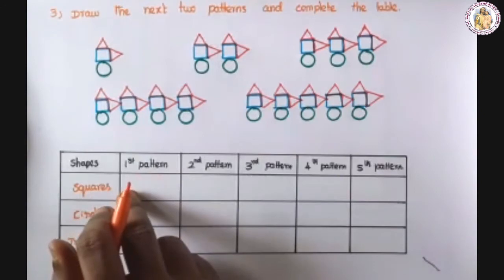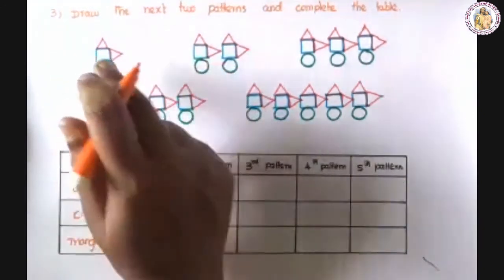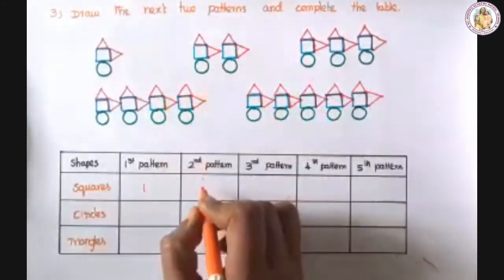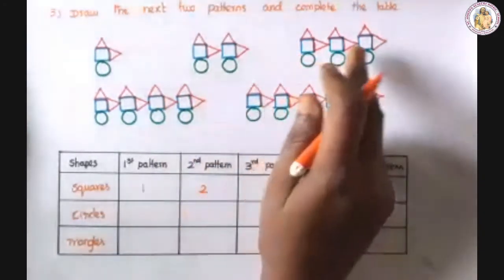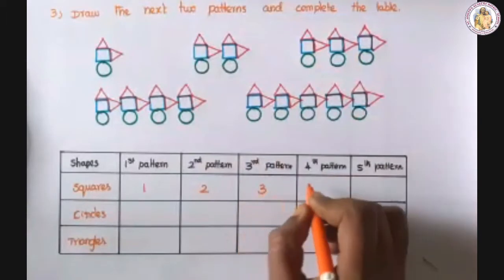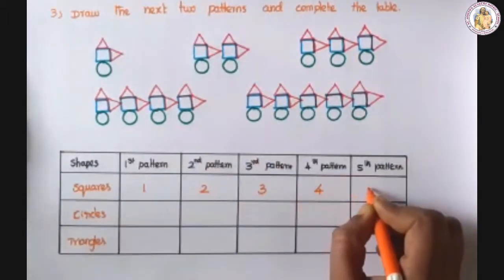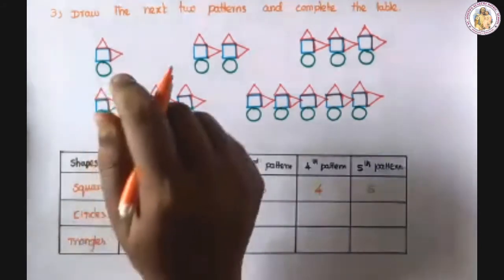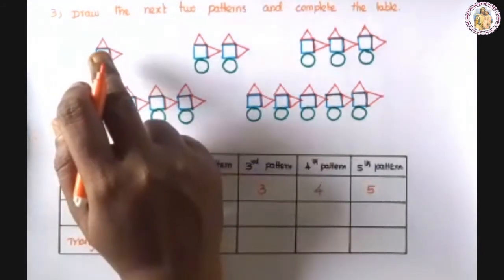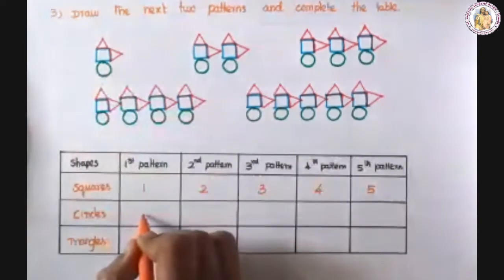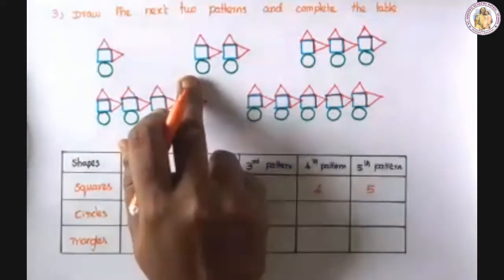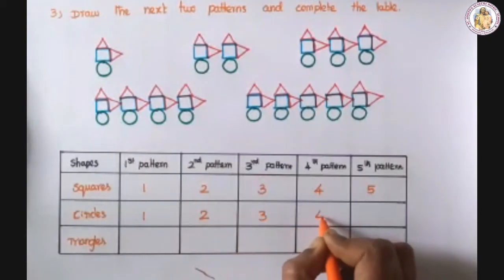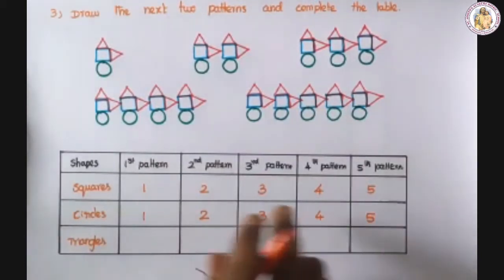So, number of squares in first pattern, 1 square. In second pattern, 2 squares. Third, 3 squares. Fourth, 4 squares, and fifth one, 5 squares. Circles, listen. How many circles in first pattern? One circle. 2 squares mean 2 circles, and 3, 4, 5.